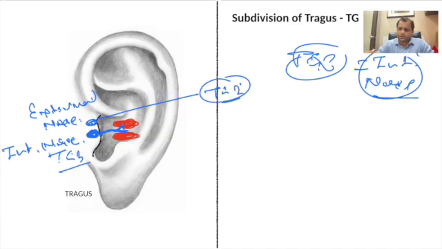In this way, tragus 3 has a big territory. How many points does tragus 3 have?